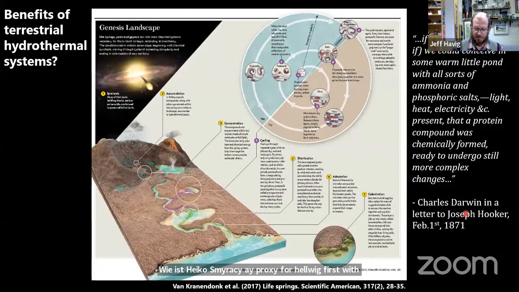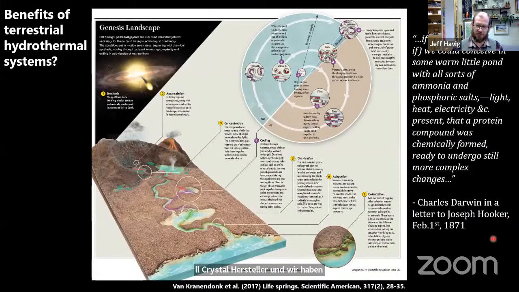Of course, this has been wonderfully summed up in a paper by Martin van Kranendonk and his co-authors, summing all of these little points that I've just made. If you're interested, I highly recommend it. It's a very quick read and kind of fun. And of course, I have to give a shout out to Chuck Darwin, with his quote about warm little ponds that he wrote in his letter to his friend Joseph Hooker in 1871.